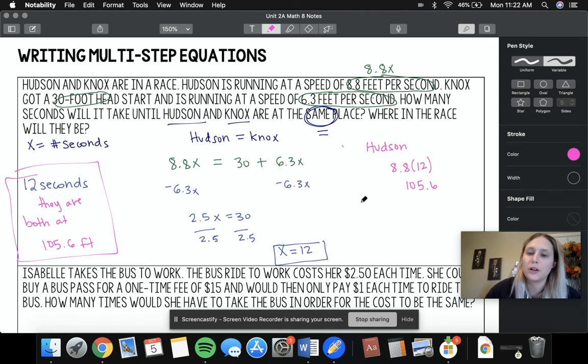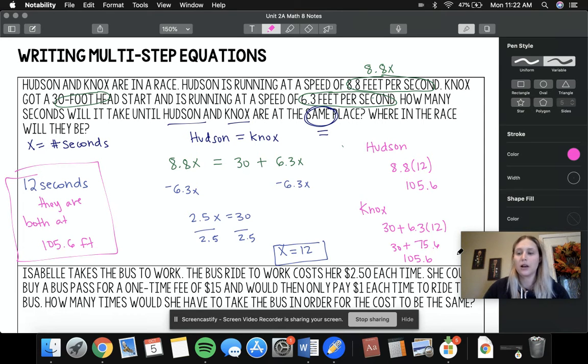You could also check Knox to see if you got the same thing. So 30 feet head start plus 6.3 feet per second. So for 12 seconds, that would be 75.6. 75.6 plus 30, which would be 105.6. So they are equal. They are the exact same.